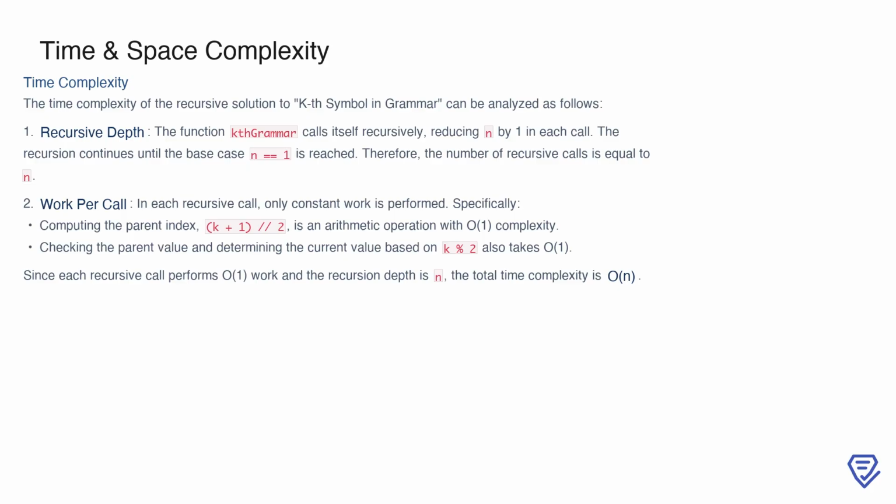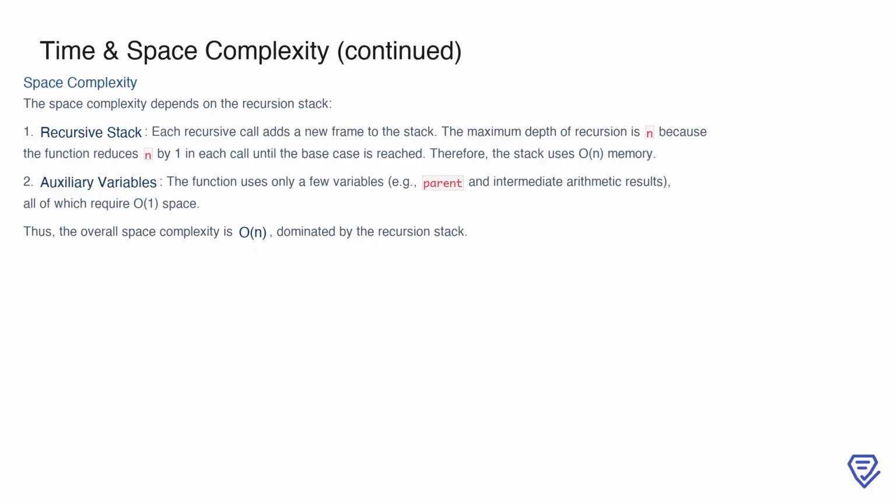Next, we analyze the work done in each recursive call. In every call, the computation involves determining the parent index using the formula k plus 1 // 2, which is a constant time operation, or O(1). Additionally, checking the parent value and calculating the current value based on k%2 also takes constant time. Putting it all together, since there are n recursive calls and each performs O(1) work, the total time complexity of the solution is O(n).